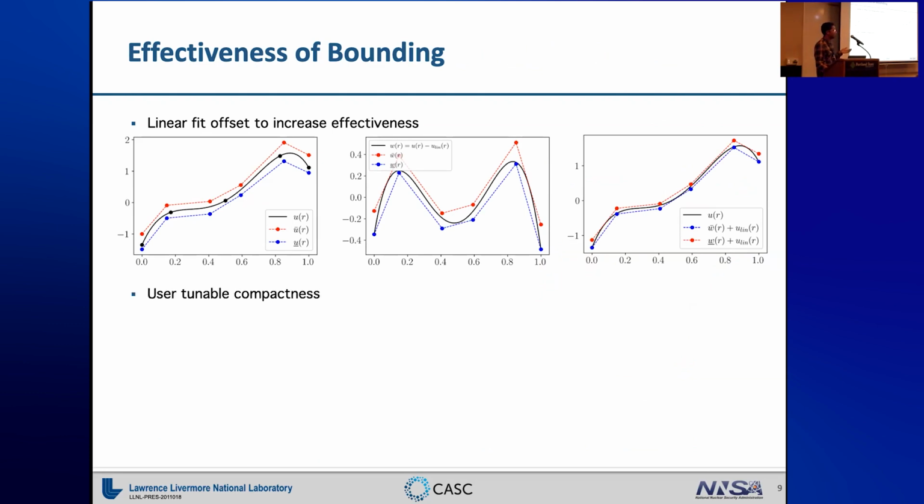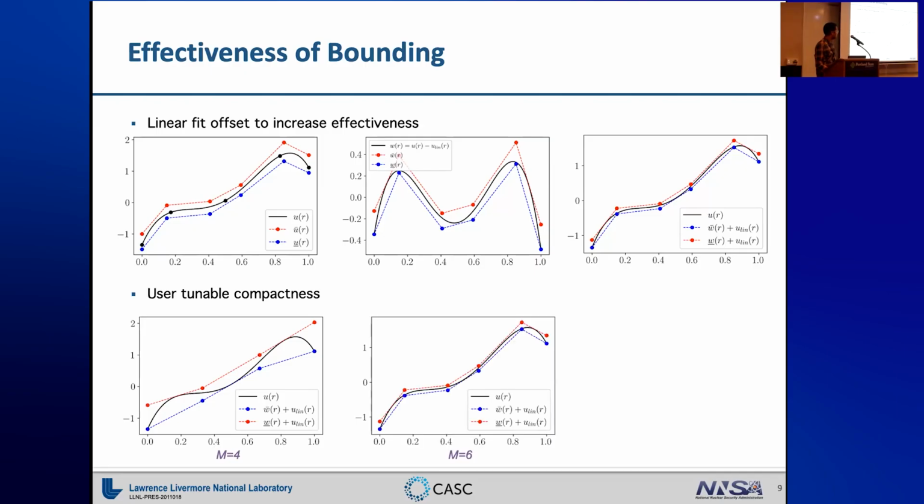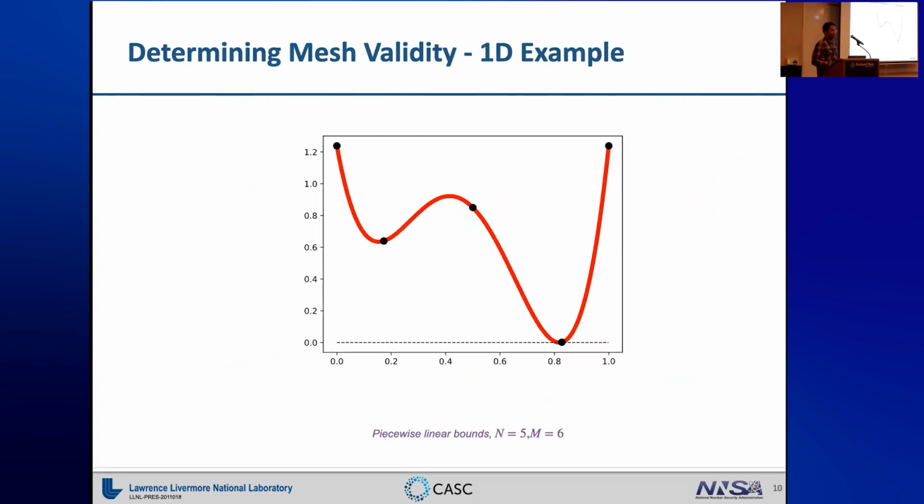Another is, as I said, it's up to you how many control points you use. So that gives you this user-tunable compactness knob. You can use fewer points, but the bounds will be looser. As you increase the number of points, the bounds get tighter, okay?